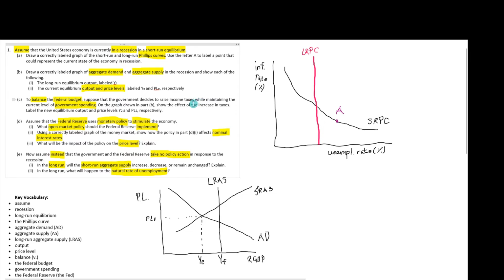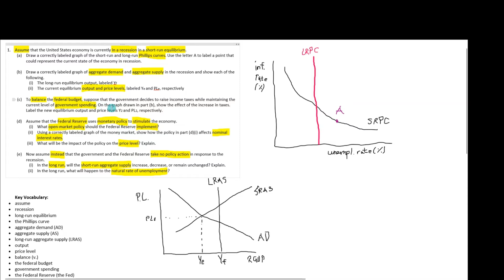So if you raise income taxes while you maintain the current level of spending, this is going to reduce aggregate demand. If we raise taxes, that means people receiving salaries, for example, will have less money in their pocket after tax to purchase goods and services. So that means you will have less consumption. So that's going to shift our AD curve to the left.